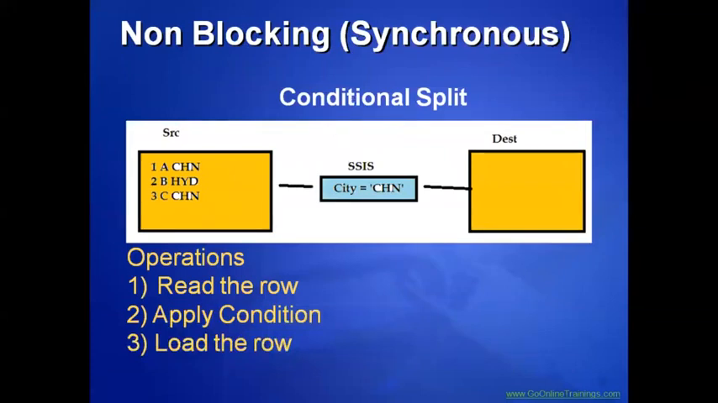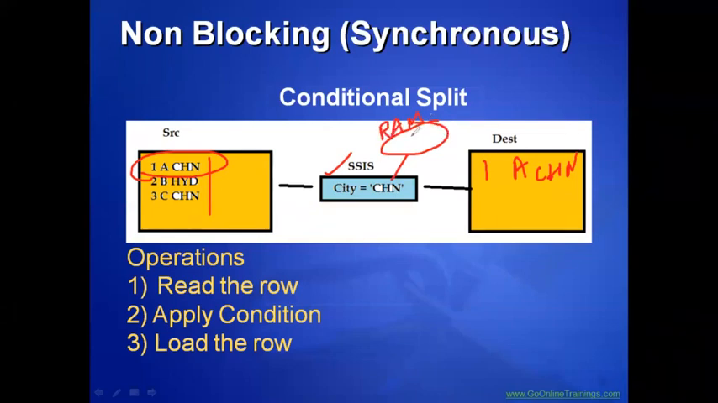What is the conditional split doing? If the city equals CHN, load the data. Now this is my data in the source. Now it will read this. It will read the row and it will apply a transformation. Is it true? True. Then immediately 1 CHN Chennai is going to be loaded. It is not keeping any data in the RAM. Remember that. Clear?